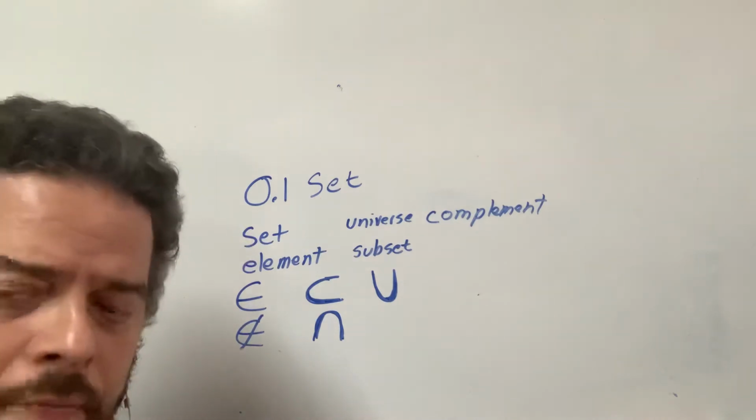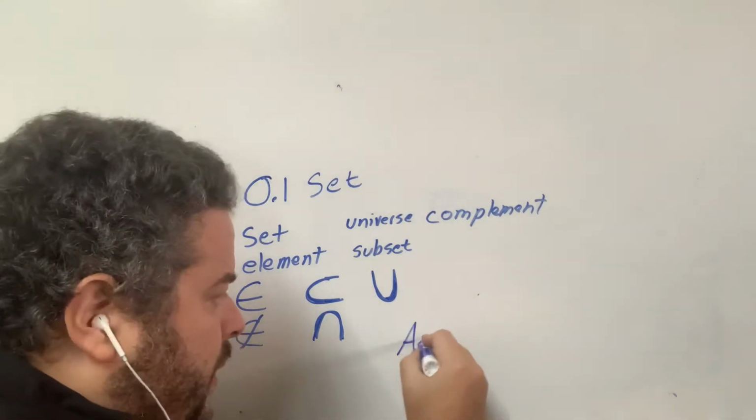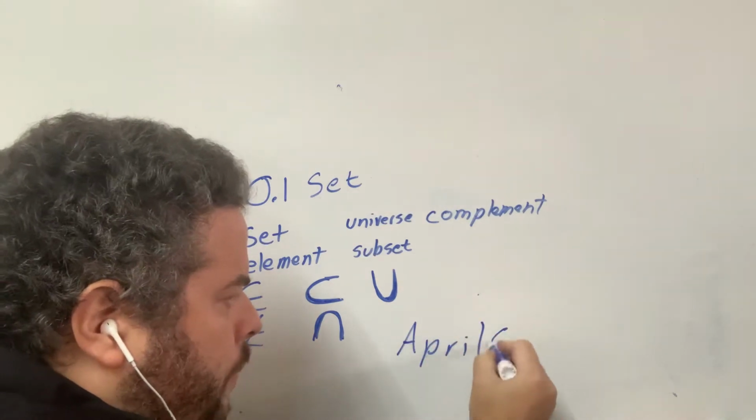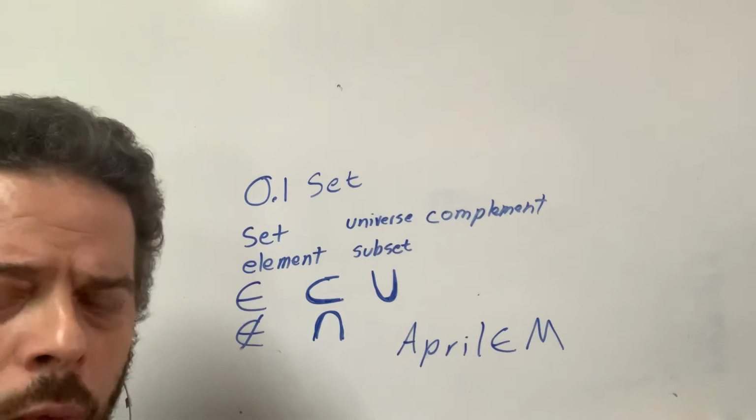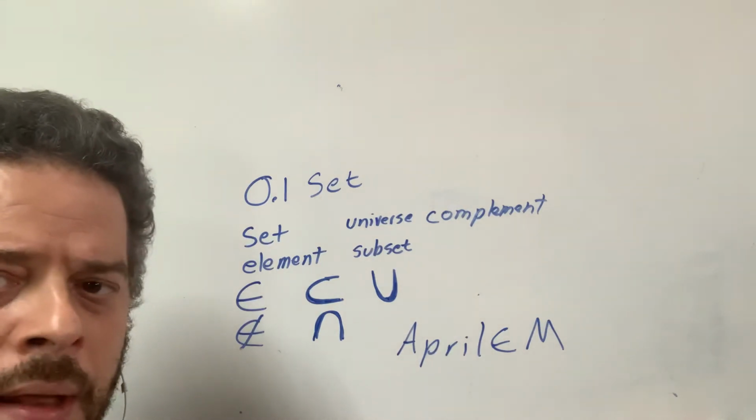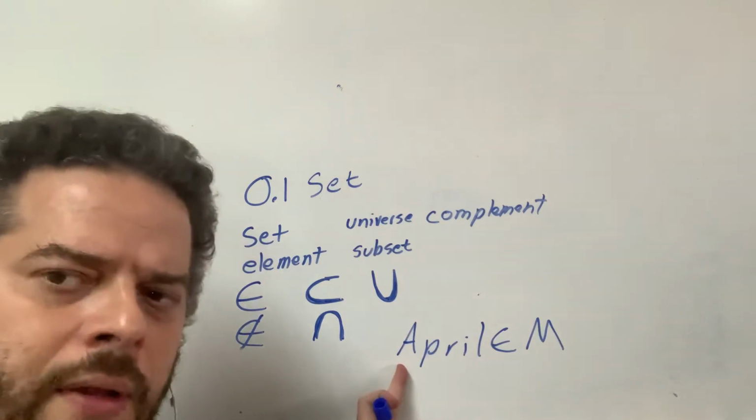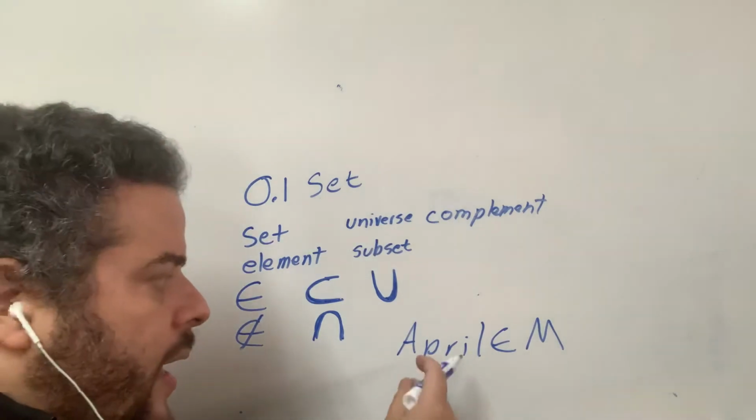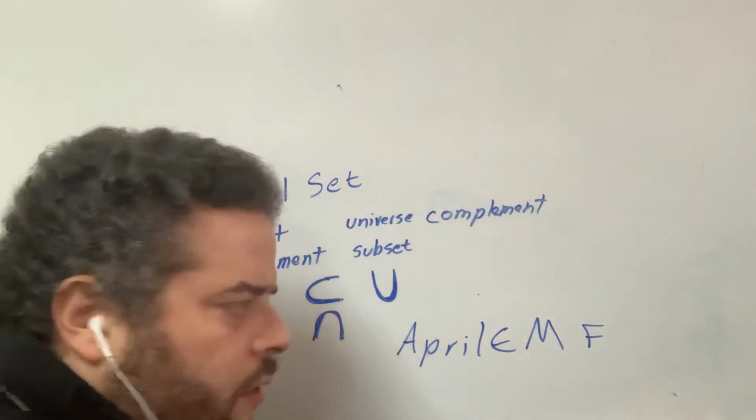M is the set of months that begins with the letter J. And they're asking me, does April belong to M? And again, remember, M was the set of months beginning with the letter J. Does April begin with the letter J? No. So April does not belong to M. This question would be false.